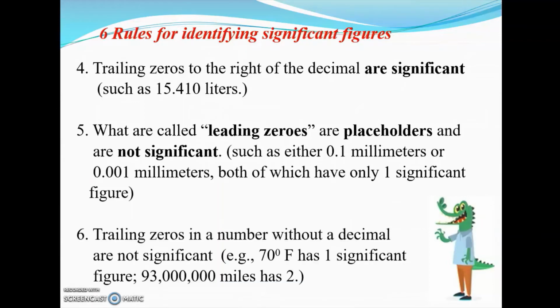And the second one is this, and that's probably because of similarity to some stuff we run into in the everyday world. Trailing zeros in a number without a decimal are not significant. For example, 70 degrees Fahrenheit. That's 1 significant figure. You would think it would be 2, but it's only 1, and the reason why is there's no decimal there. All right, the decimal is what makes a zero significant. The other one, 93 million miles. That's the distance between here and the sun.